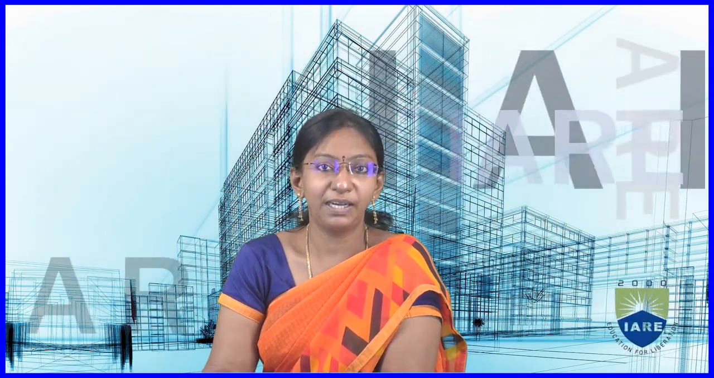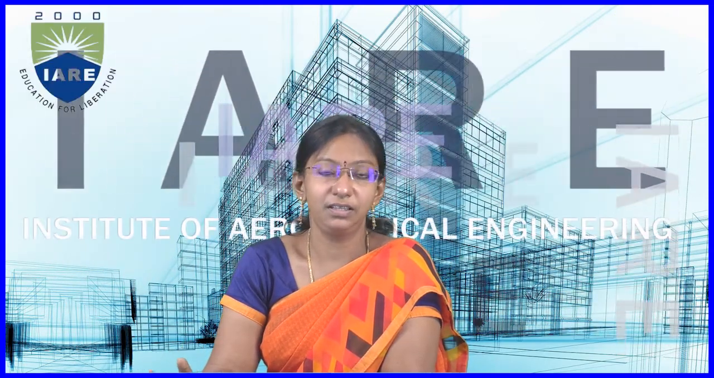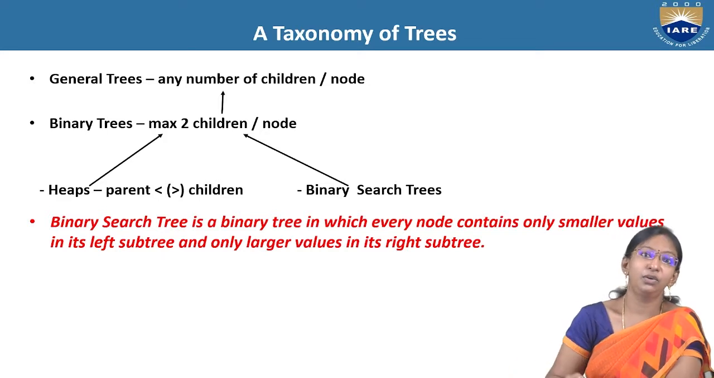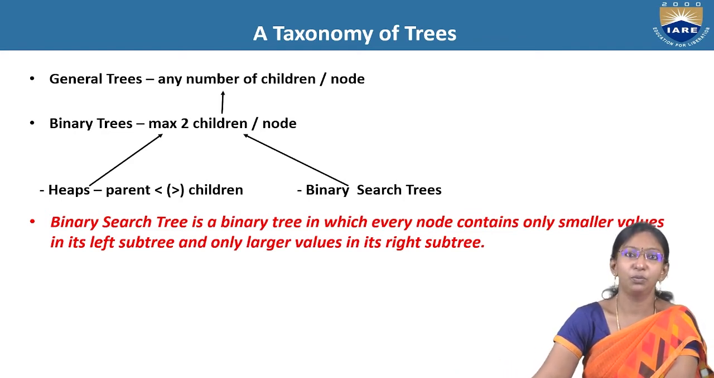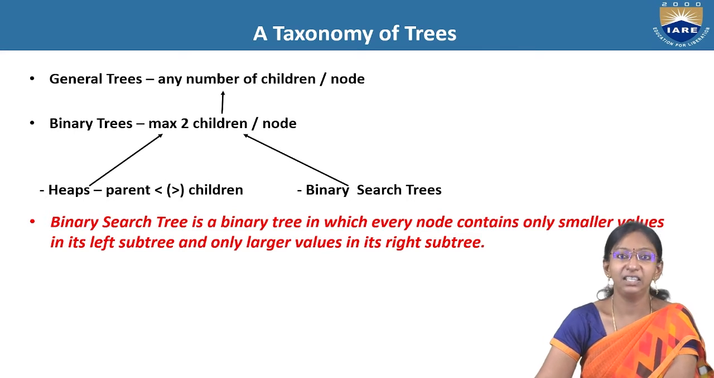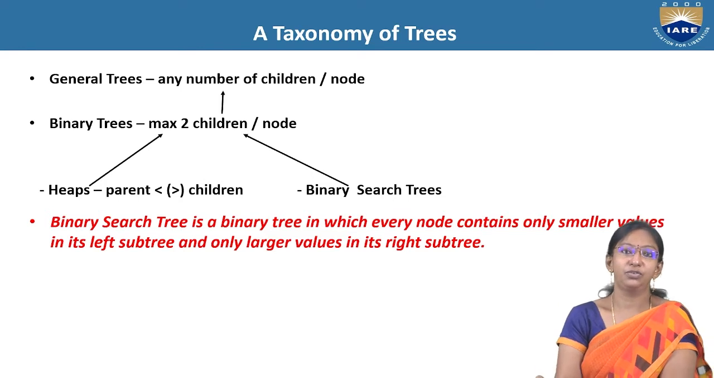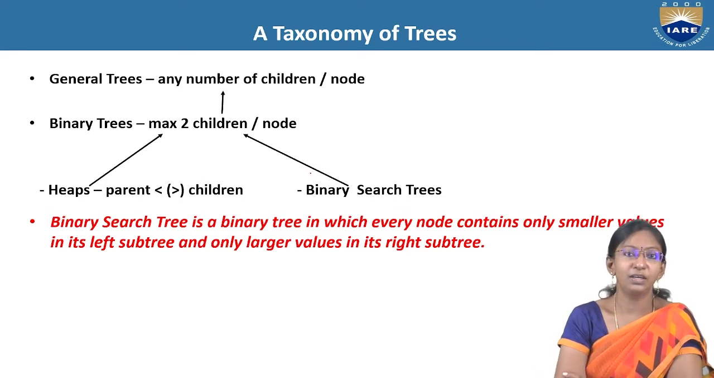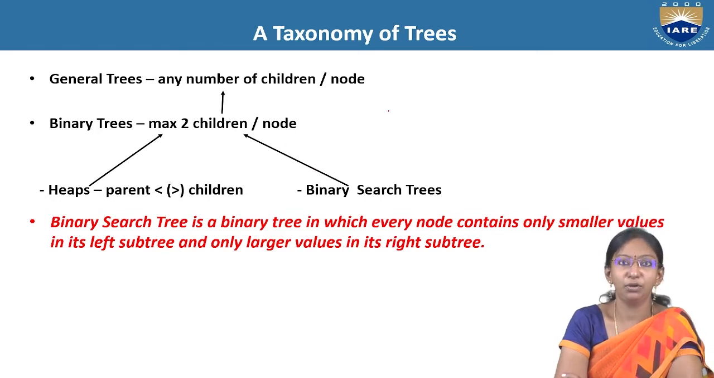Before going to binary search tree, let's get an overview of what a tree is. A tree is a non-linear data structure where the cardinality between the data elements is not one-to-one. It can be one-to-one, but it is not mandated that it should be one-to-one, just like your linear data structures. Coming to the general classification of trees, here I show you a small taxonomy of trees. A tree can have any number of children.